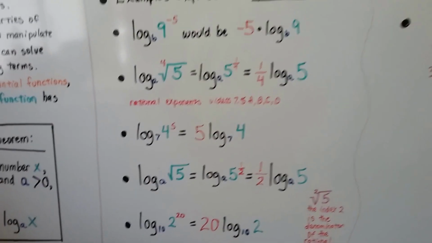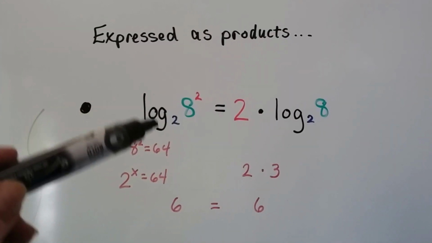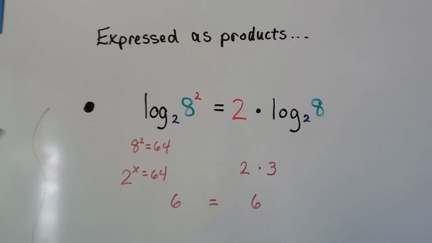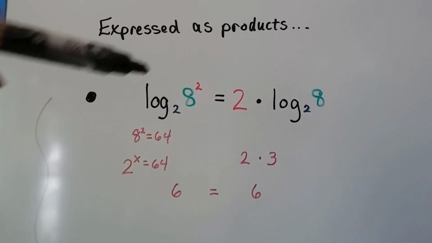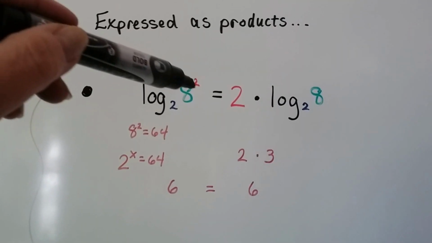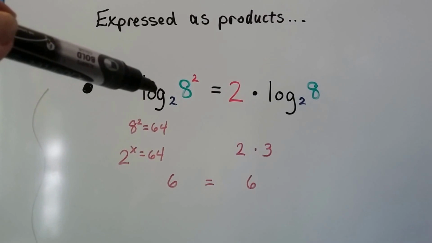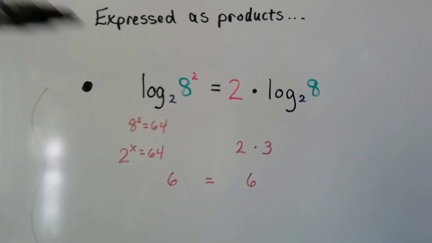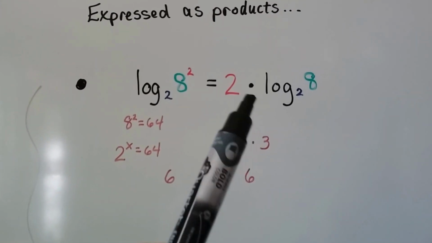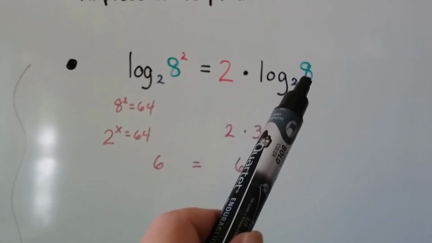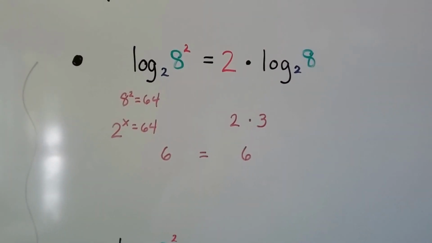Now let's see how this works. Let's actually put some numbers in here, okay? We've got it expressed as products. So we're going to say log base 2 of 8 to the 2nd power. It's going to equal 2 times log base 2 of 8. Well, 8 to the 2nd power is 64. So if we had a 64 here instead of this 8 to the 2nd power, it would mean 2 to the what power equals 64, wouldn't it? Well, 2 to the 6th power equals 64. And over here, 2 to the what power is 8, a 3. We multiply this 2 times that 3, we get a 6. Look at that, it worked out.